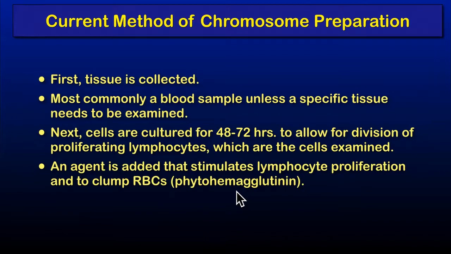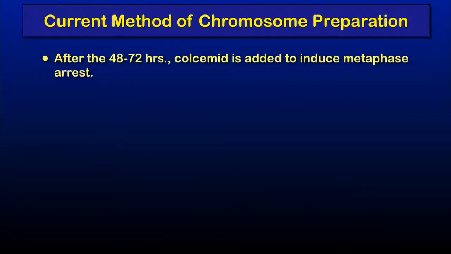It also clumps the red blood cells. So the red blood cells then fall to the bottom of the tube. And so we can nicely get rid of the red blood cells and stimulate the lymphocytes to divide. Because if we don't stimulate them, we're just not going to see cells in mitosis.